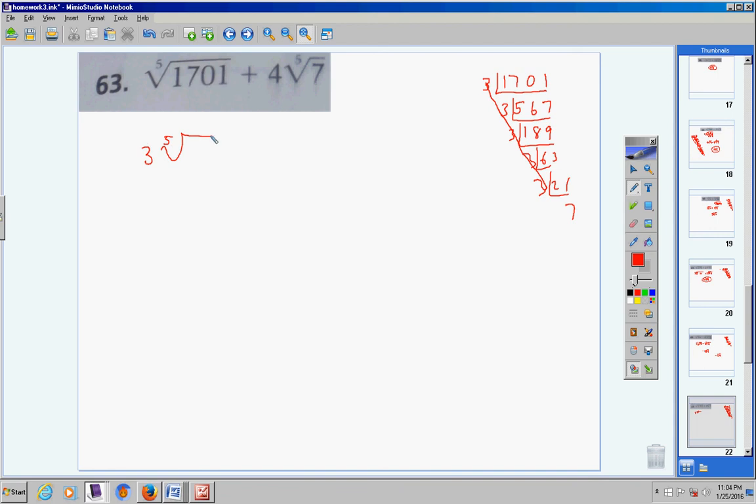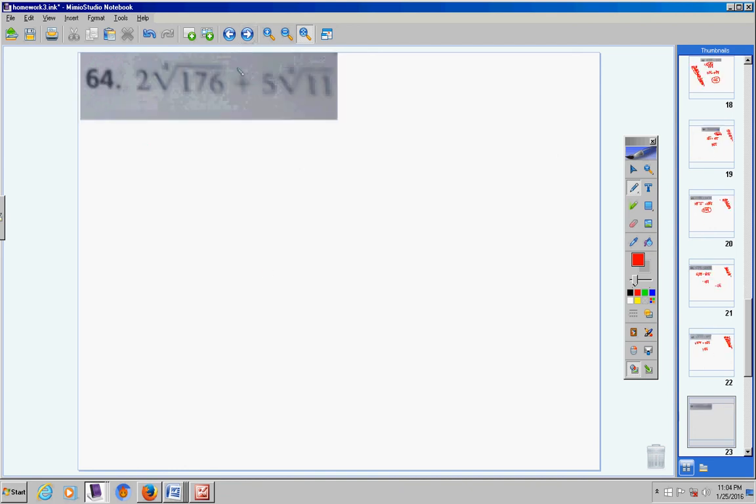3 times the 5th root of 7 plus 4 times the 5th root of 7. Your indexes match, your radicands match. Add your outside numbers, and you get 7 5th root of 7. Moving on to 64. Okay, notice the radicands don't match.